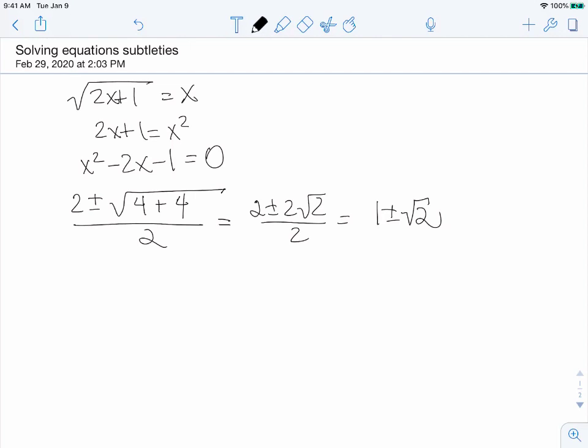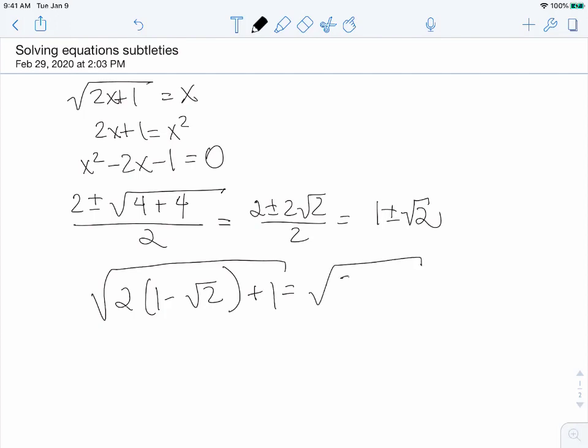So we have two possible solutions. Not all of these solutions work, and let me show you. So let's take 1 minus radical 2. Plugging it in, the left side equals radical 3 minus 2 radical 2.